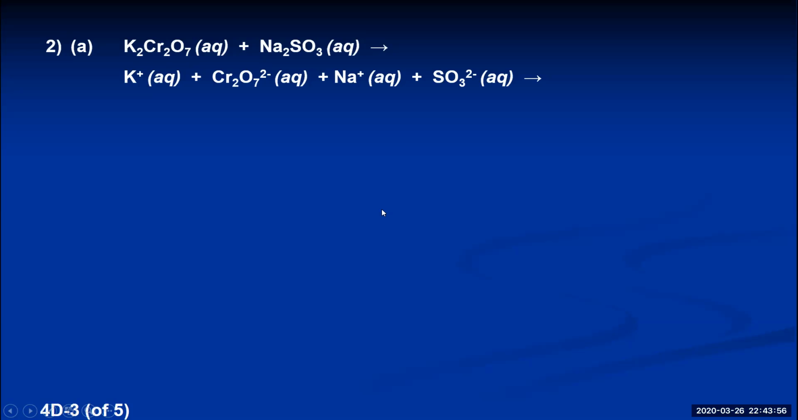In order to figure out what it oxidizes, we write the oxidation numbers. Potassium is +1. In dichromate, chromium is +6, oxygen's -2. The sodium ion is +1. And in the sulfite ion, oxygens are -2 each. They add up to -6, so the sulfur would have to be +4.